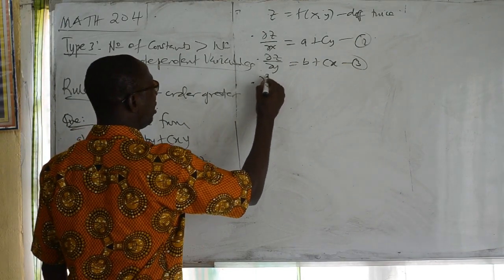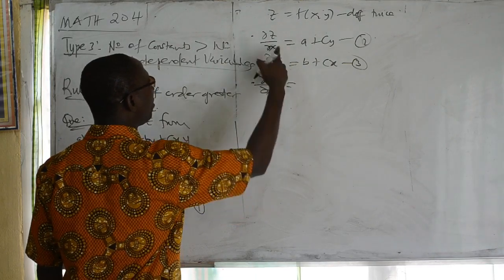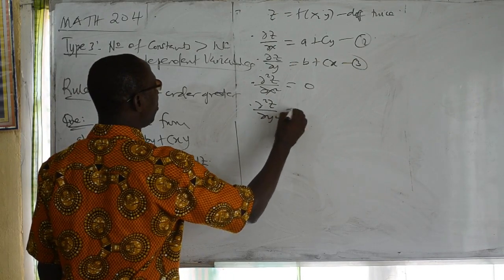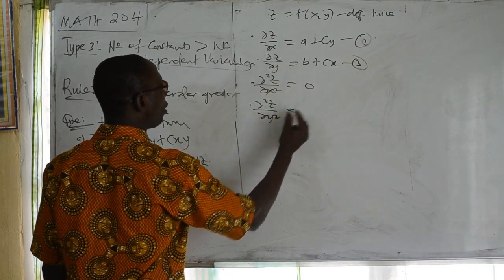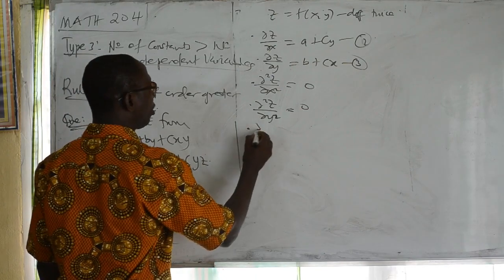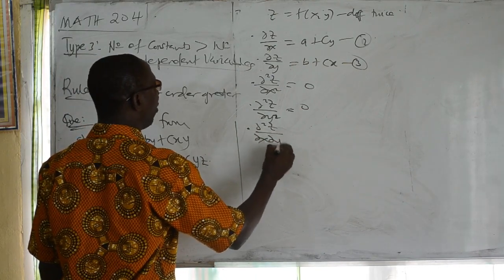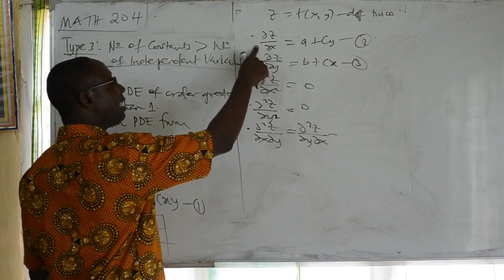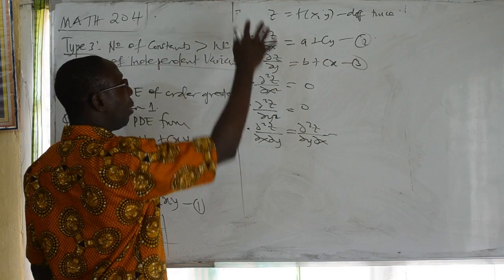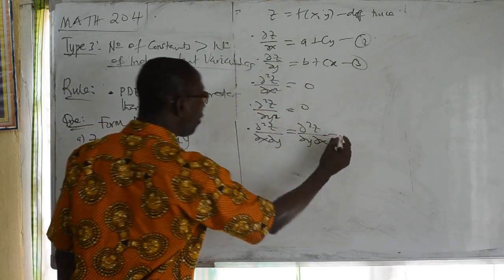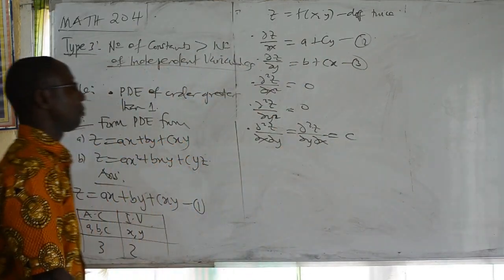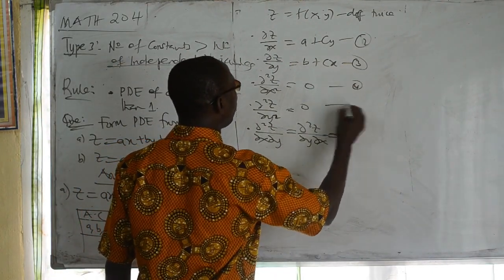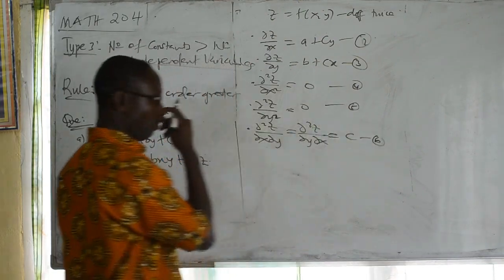Second derivative. The d squared z over dx squared, meaning I'm differentiating this again, is 0. The d squared z over dy squared, meaning I'm differentiating this with respect to y, is 0. The d squared z over dx dy, or d squared z over dy dx, that is, I'm differentiating this with respect to y, or I'm differentiating this with respect to x, they all give me one answer, C. So maybe I call this equation 4, this equation 5, this equation 6.